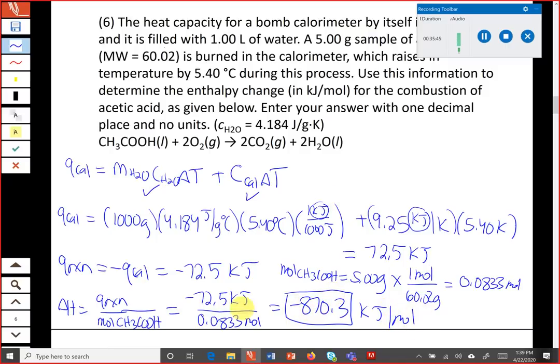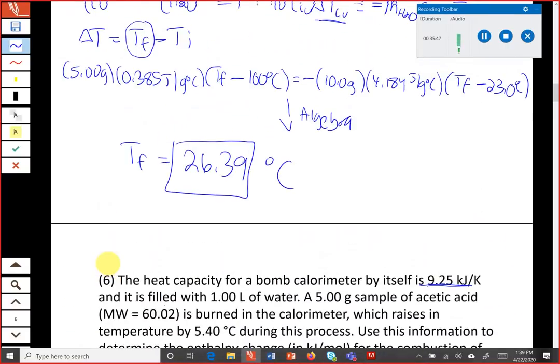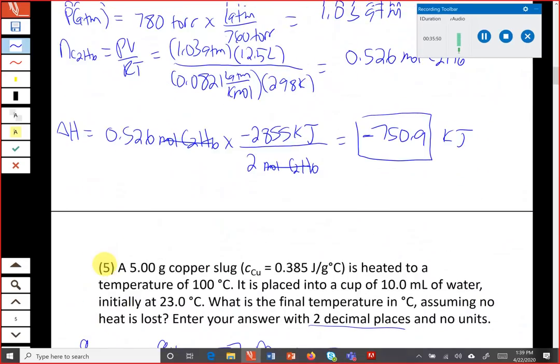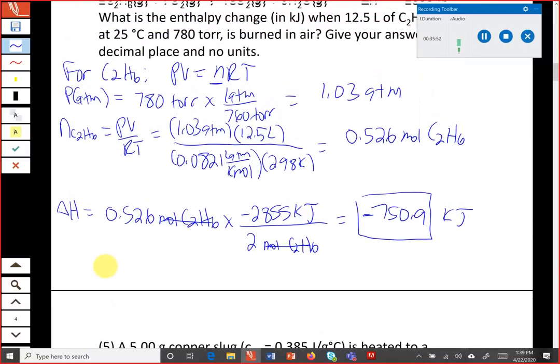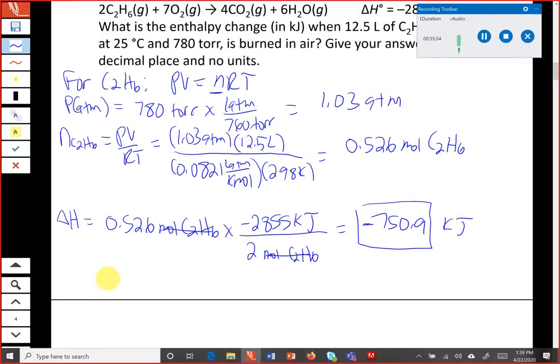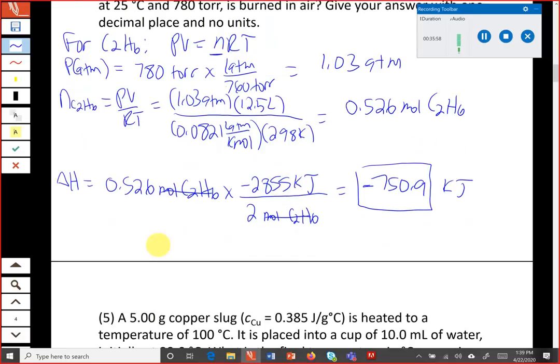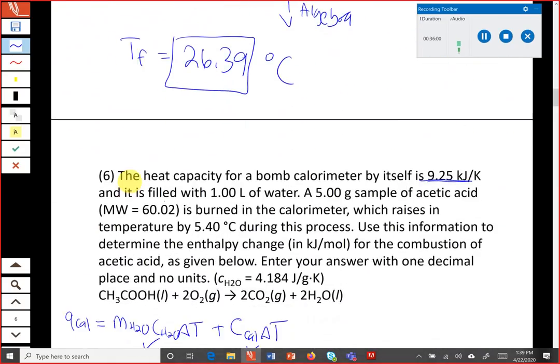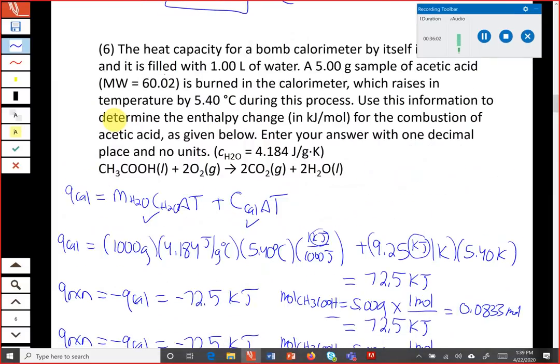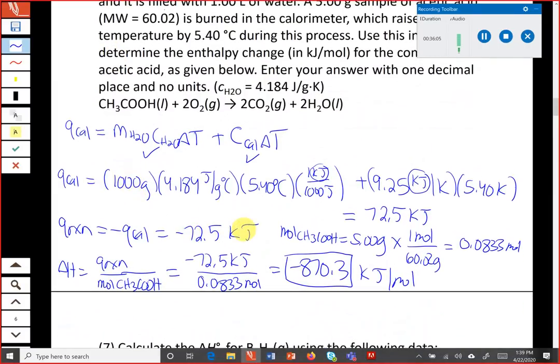To get this number here, this was actually the reverse of what we did in number 4. If you think back to number 4, we basically took moles of substance and converted to delta H by using the thermochemical equation. In number 6, we did the opposite. We found the heat of reaction, this number here, and divided by moles of substance to get the delta H for that given chemical equation.